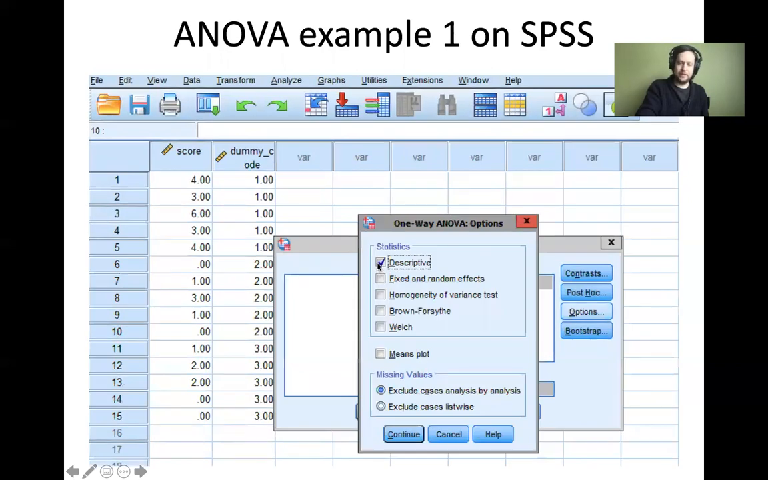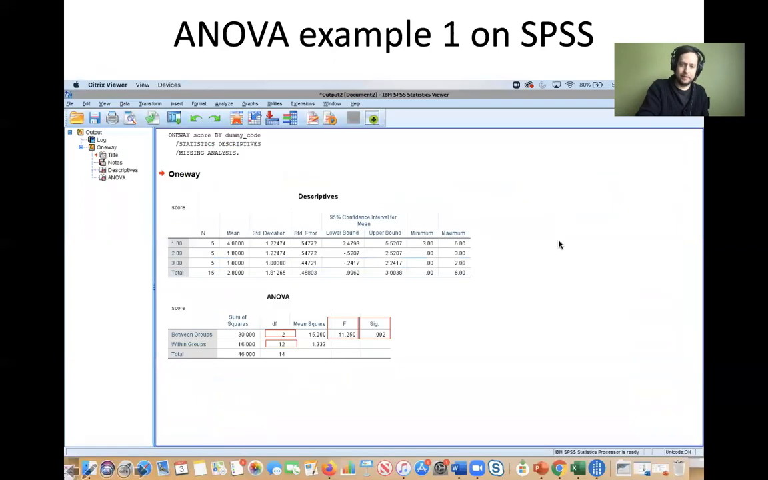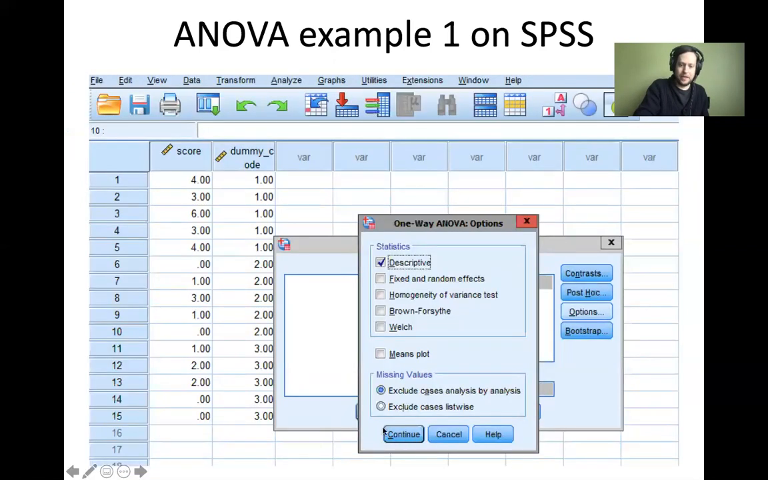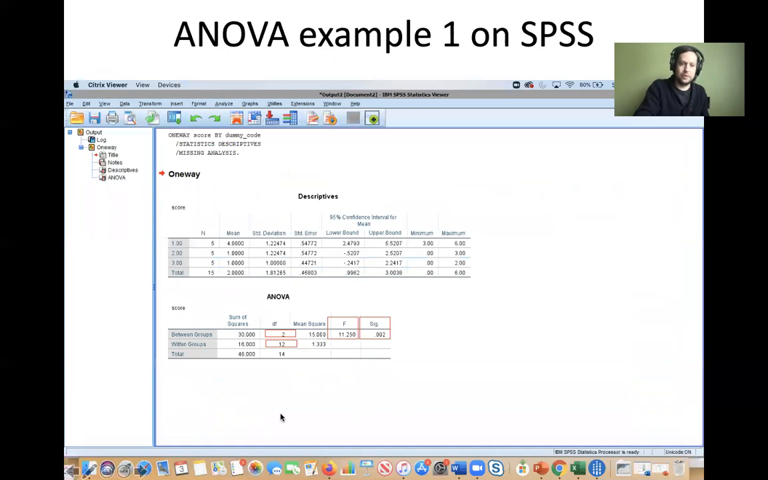If you press options and then click to check, you can make it so that your means and standard deviations will appear. Otherwise, for a one-way ANOVA, the means and standard deviations don't appear unless you click options and then descriptive statistics. Then you'd press continue, and that would go away. Then you'd press OK, which is underneath it right here. That would run the analysis, which would give you this output right here.